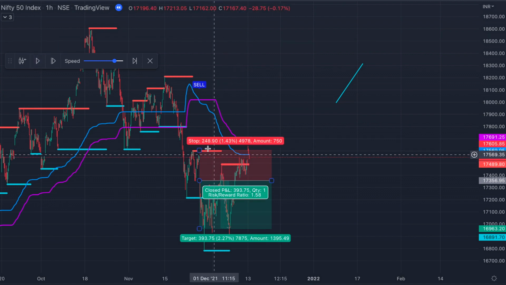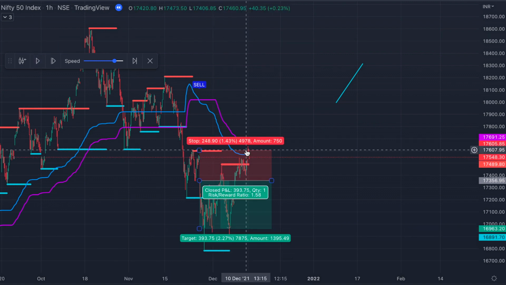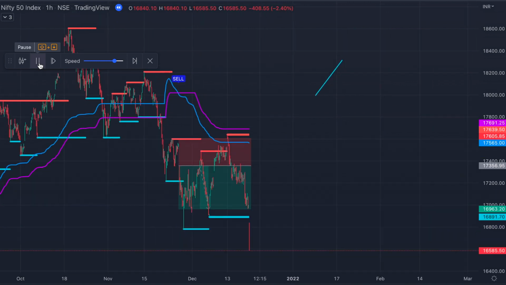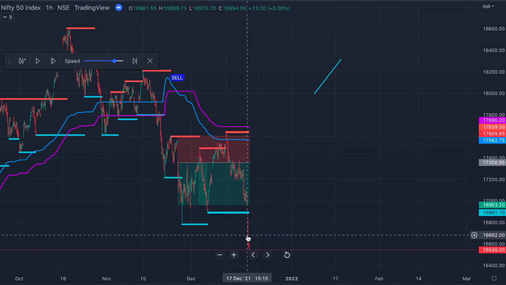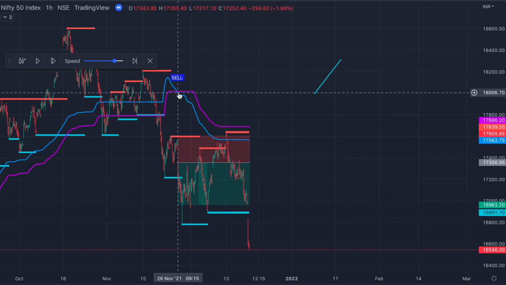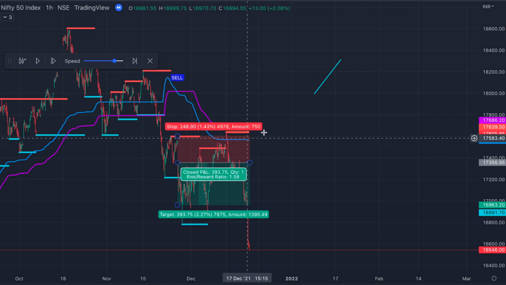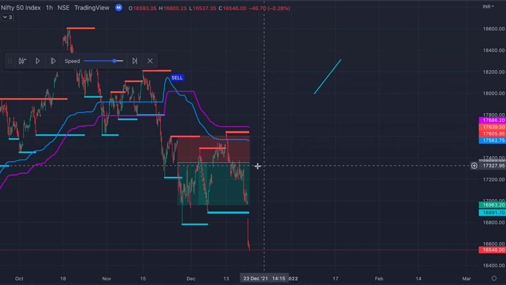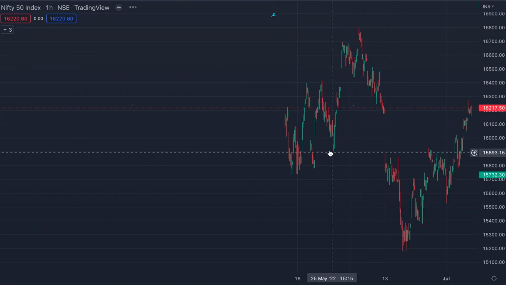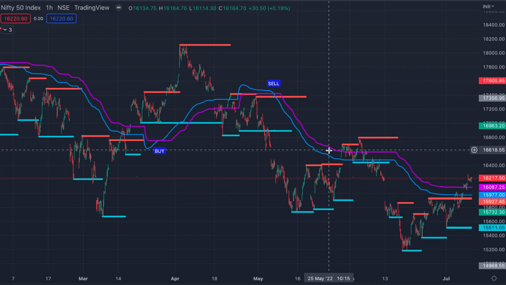Okay, here after attaining the target, it hit the stop loss. So you still are profitable. Okay, here once again it moved further down. So till such time the blue line is below the pink line or the purple line, whatever you want to call it, the trend is downward only. Okay, so this is how the strategy works.